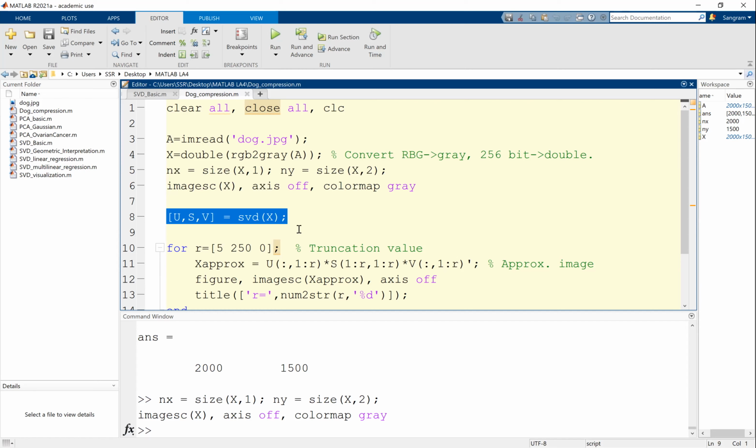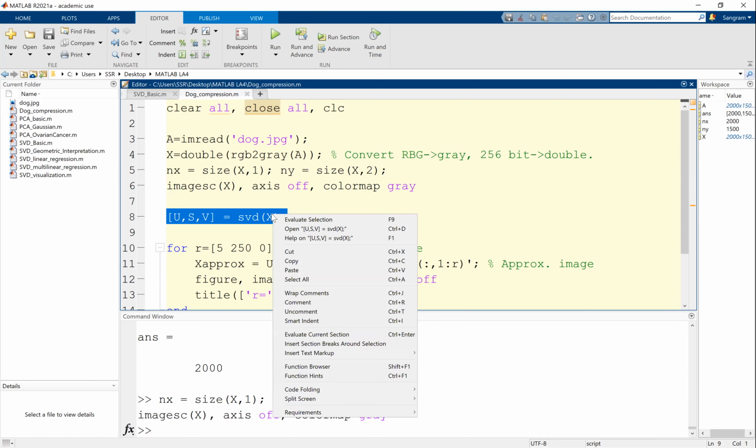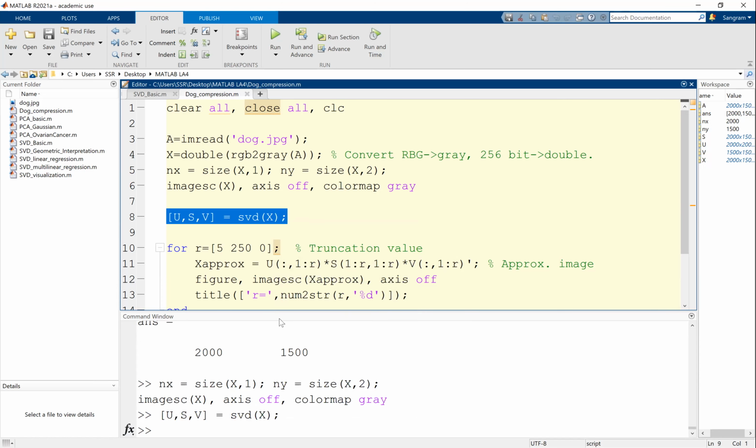Once I do SVD, it's actually running the exact same command. This is not an economy SVD. This is a full blown SVD. And the reason I'm doing that, I'll tell you in just a second. So evaluate selection. So SVD is performed.